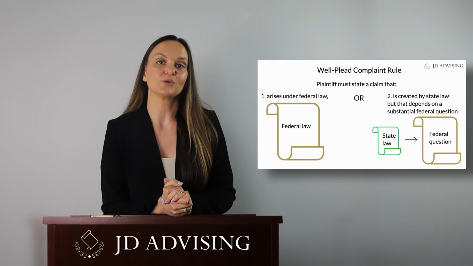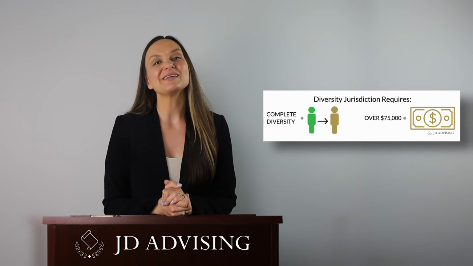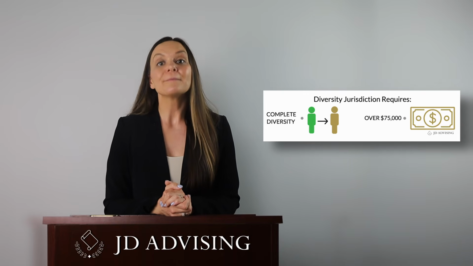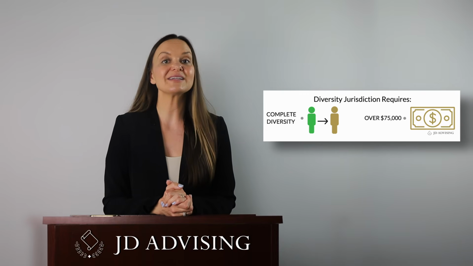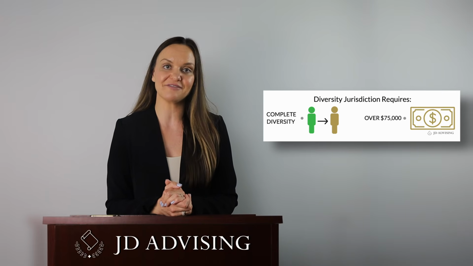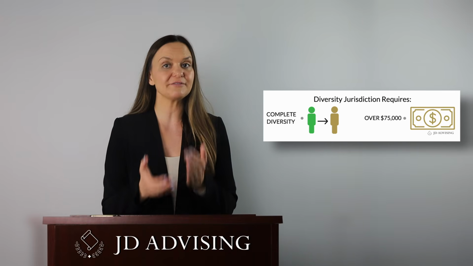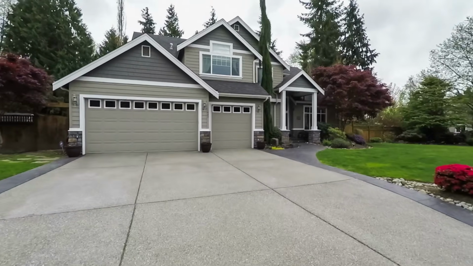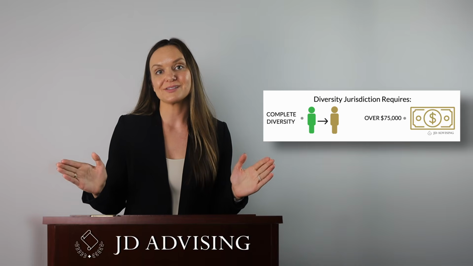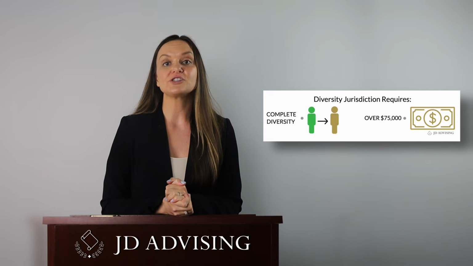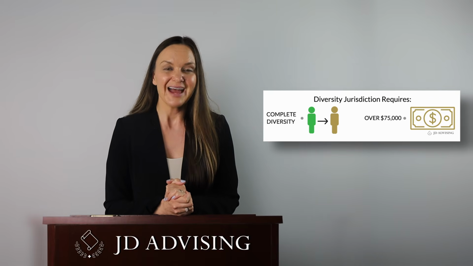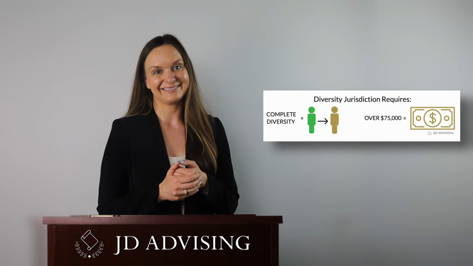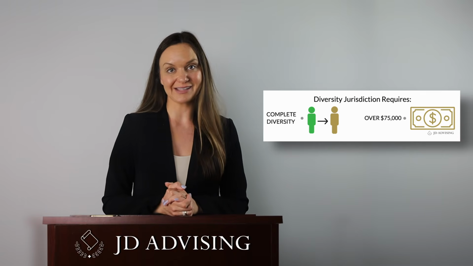Turning to diversity jurisdiction, this type of claim has two requirements. There must be complete diversity of citizenship and the amount in controversy must be over $75,000. Complete diversity of citizenship looks to the party's domicile at the time the complaint is filed. This is the only moment in time that matters. It doesn't matter how the party's domicile changes after the lawsuit is filed. Domicile is defined as the place where someone lives and intends to stay. Individual people can only have one domicile.